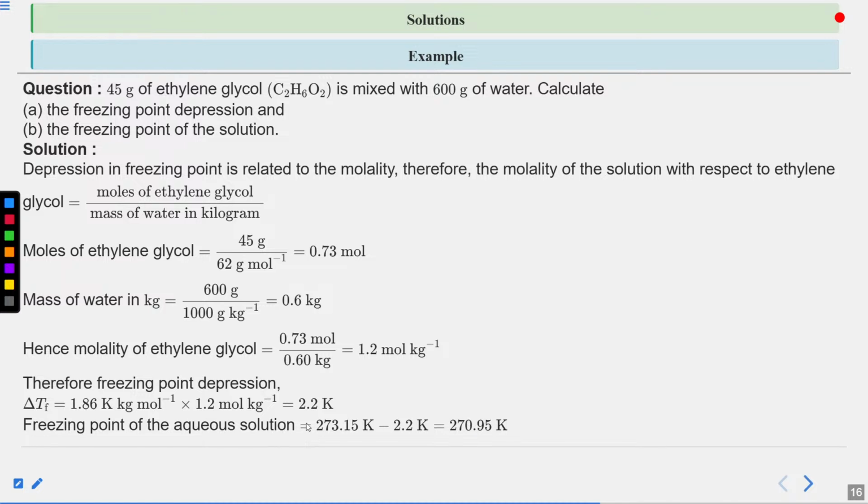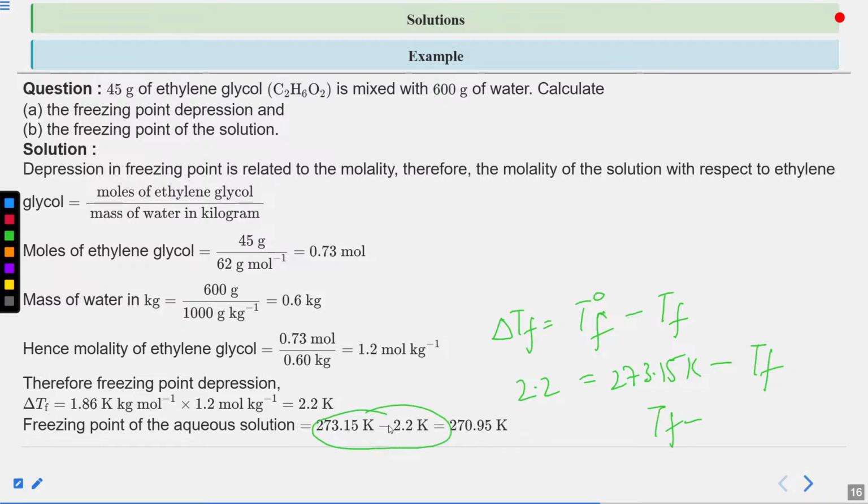So how will you calculate the final freezing point? We know that delta TF is equal to the pure solvent freezing point minus the solution freezing point. So delta TF is 2.2. For pure solvent, it is 273.15. Why am I taking it? Because the water is the solvent, and water has a freezing point of 273.15 Kelvin, minus TF. So TF will finally be equal to 273.15 minus 2.2, which will give you 270.95 Kelvin.